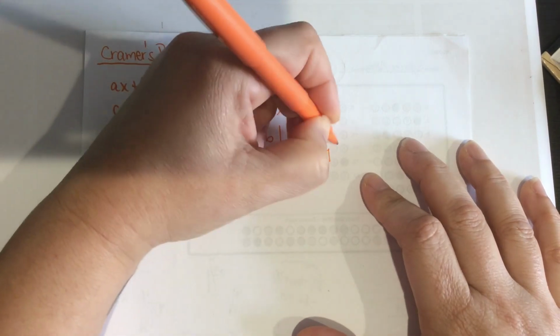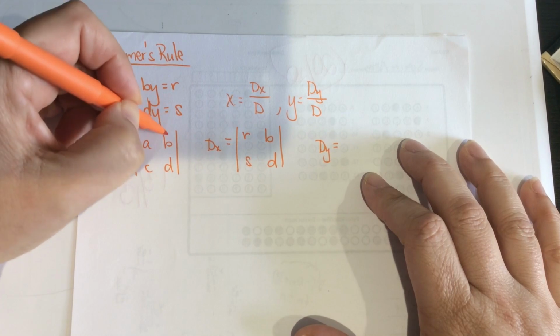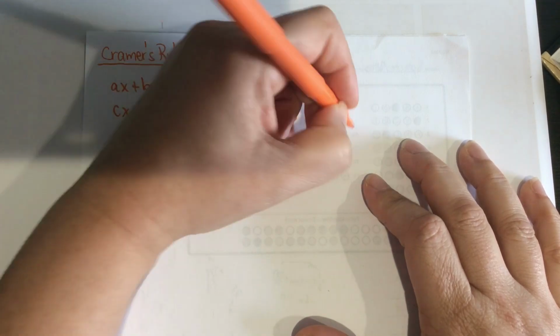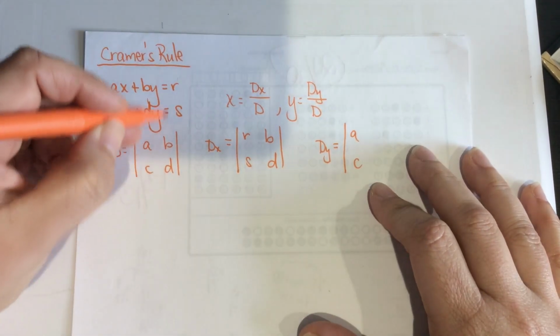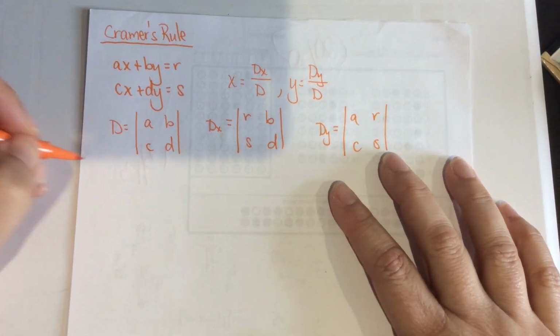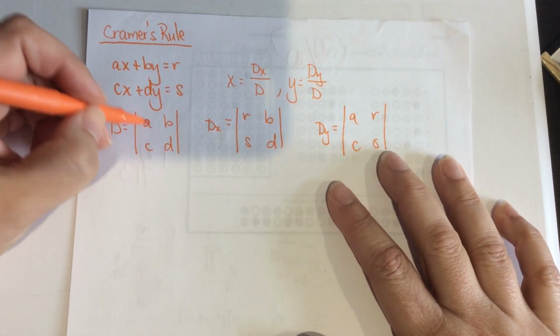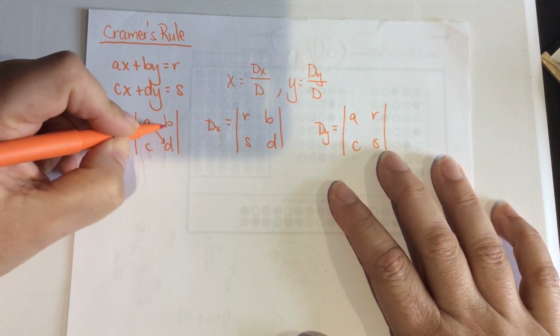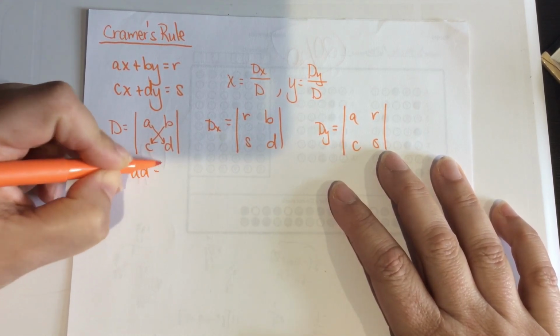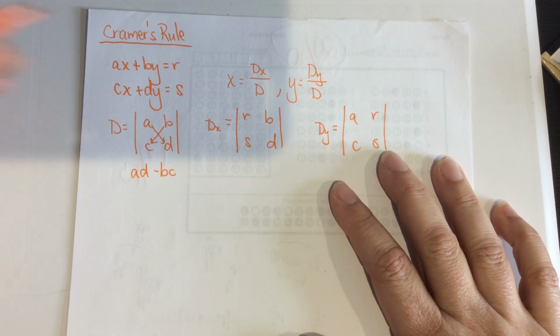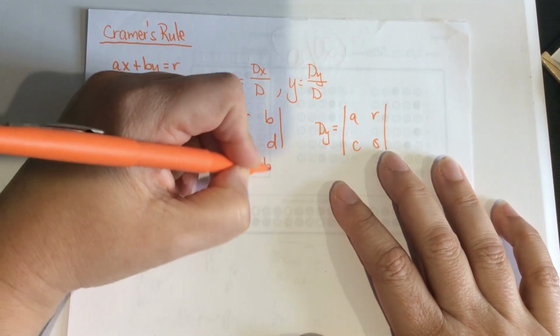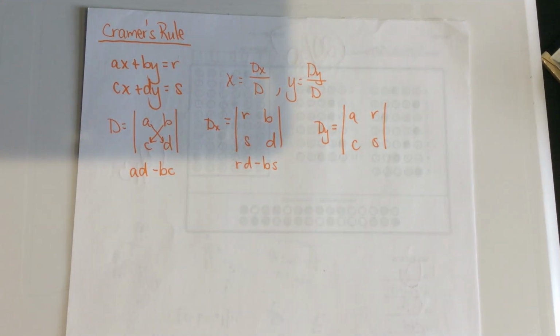And for the D sub y, we're taking this and putting it in the y column. So the x column stays the same, and the y column becomes RS. And just in case you forgot, I don't think you did, but just in case you forgot how to do a discriminant, remember we do crisscross with a minus in between. Okay, crisscross with a minus in between, and so on. Okay, Cramer's rule, that's what we did in 11.3.